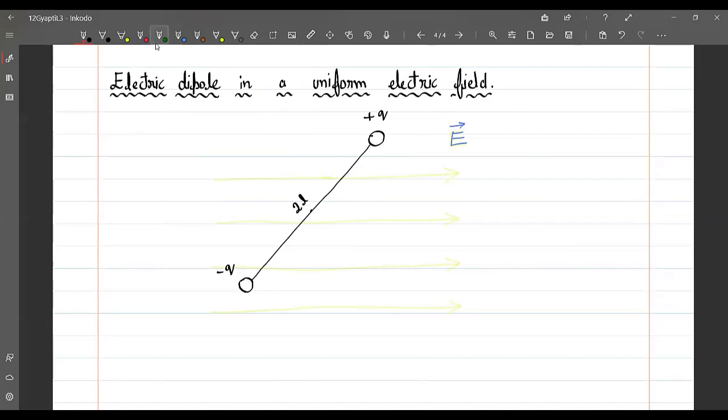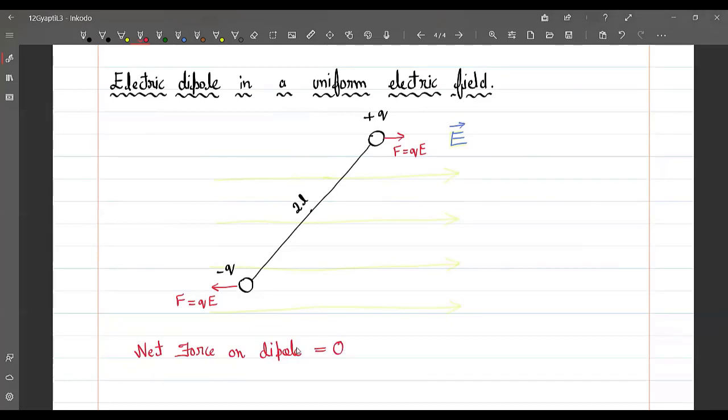Now, if I write the force on this, the force on the positive charge particle will be in this direction, and the value will be QE, Q times E. While the force on the negative charge particle will be in the opposite direction. The amount will be the same, QE. So we see the net force on the dipole is 0. Net force on the dipole is equal to QE minus QE. The forces are in opposite direction, so the net force is 0.